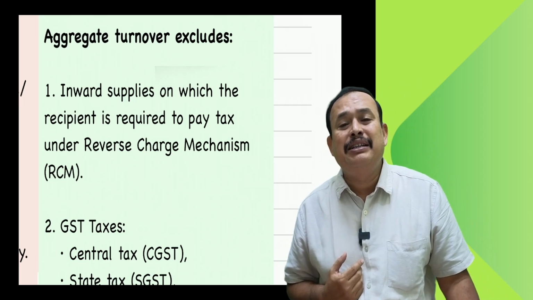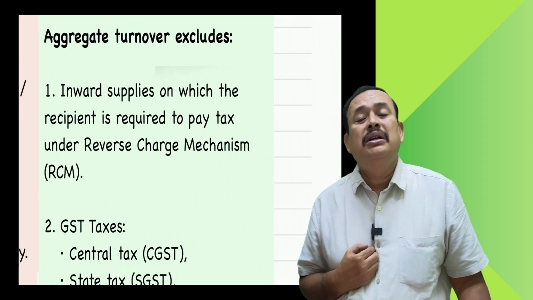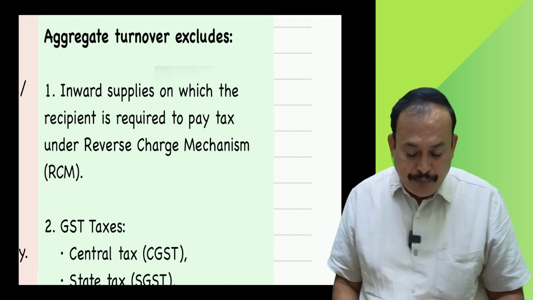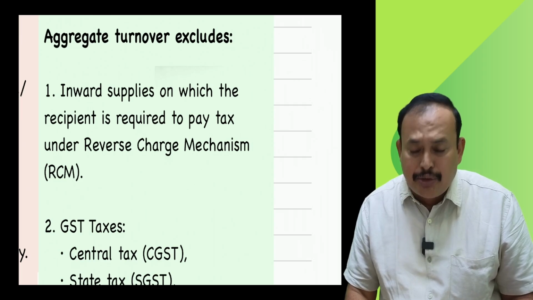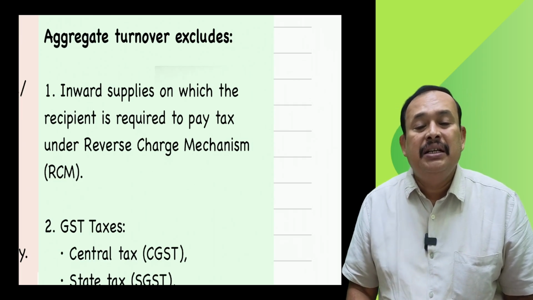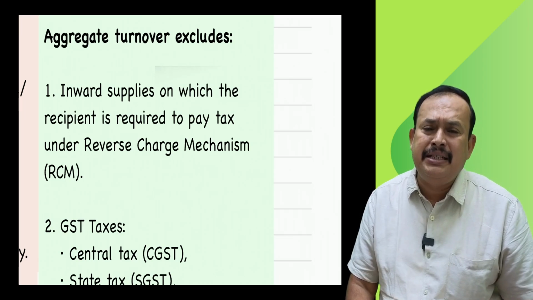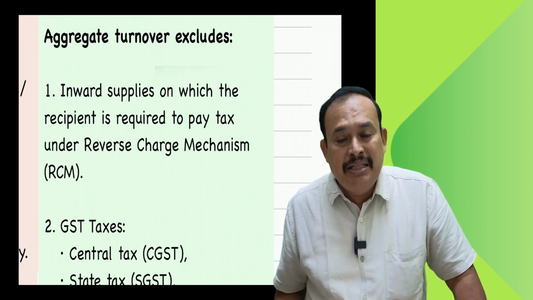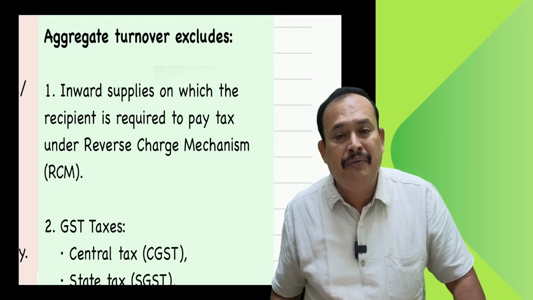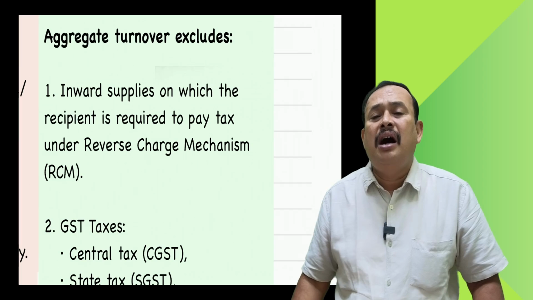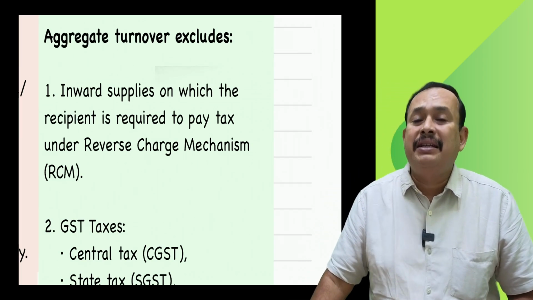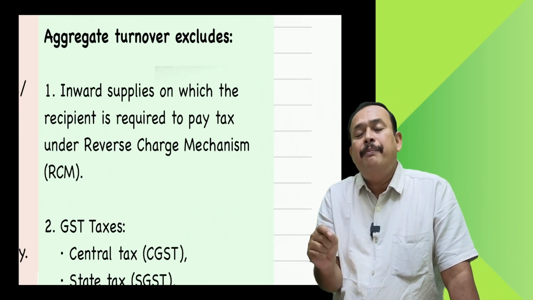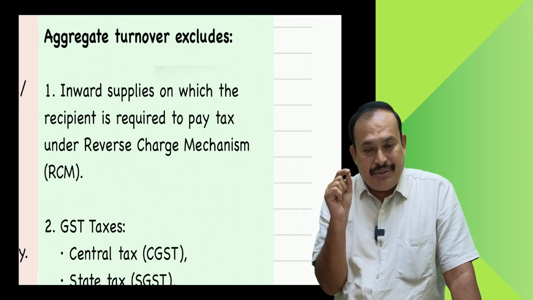When you refer to the recipient's aggregate turnover, it should not include the turnover on which GST was paid under RCM by the recipient. Of course, aggregate turnover should exclude all GST taxes, namely central tax, state tax, integrated tax and GST compensation cess, as a whole. GST should not be included in the aggregate turnover of 1 crore 50 lakhs or 75 lakhs, or in the case of a service provider other than a restaurant. While determining it, you should not include the GST taxes.